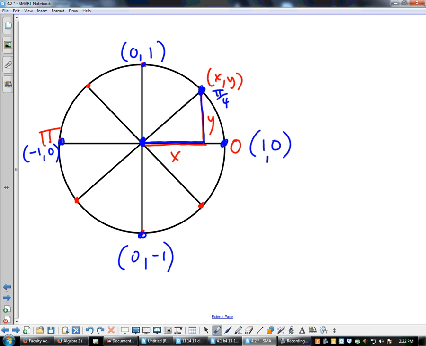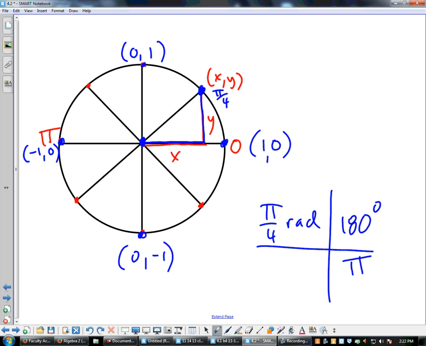By the way, what's pi over 4 in degrees? Well, 1 radian is 57 point something. But pi over 4, convert it. If you do pi over 4 radians times 180 degrees over pi, what do we get? 45. So it's 45 degrees. So this angle here is really a 45-degree angle. You with me? And that means this angle here is what? 90. And so what's this angle?